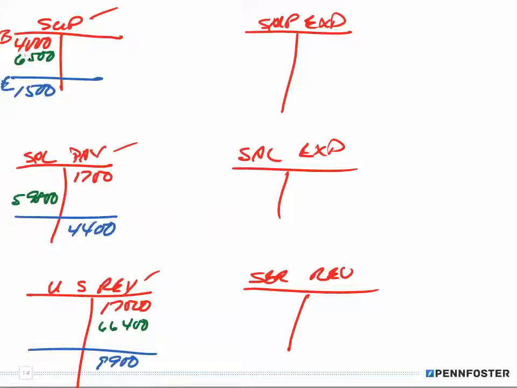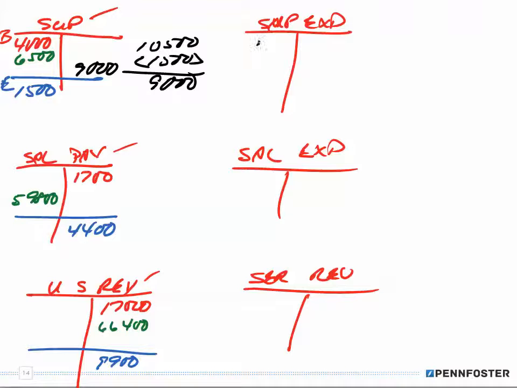So I have 4,000 and 6,500, which is 10,500, and I have a balance of 1,500, so I subtract that out, and that gives me an adjustment of $9,000. Since that's a debit of 10,500, and I'm reducing it down to a debit of 1,500, that means I have to credit the supplies account for 9,000, and if I credit that, I have to debit supplies expense for 9,000, right?